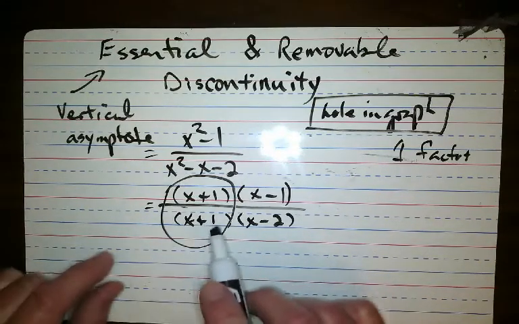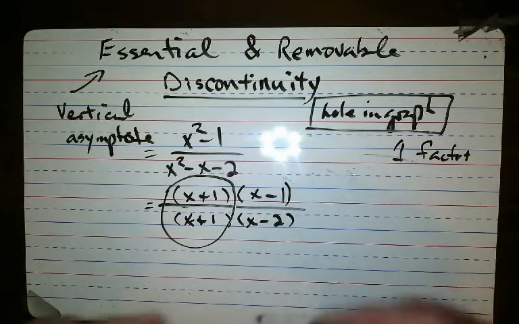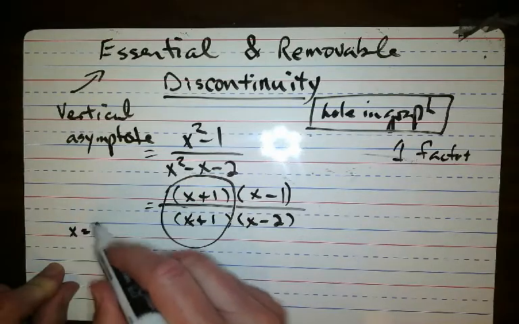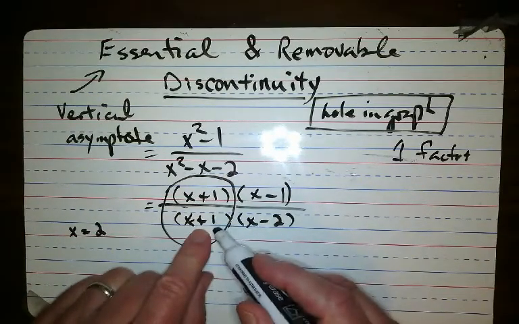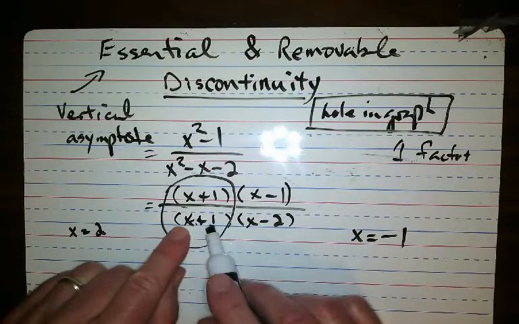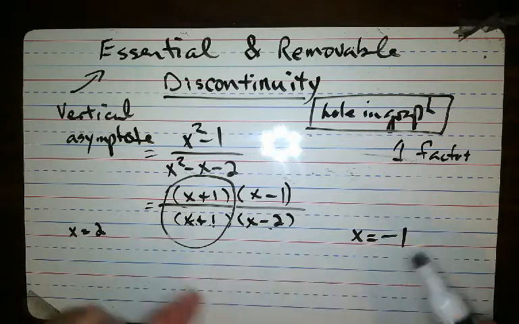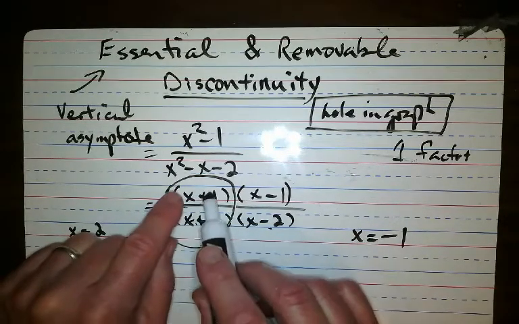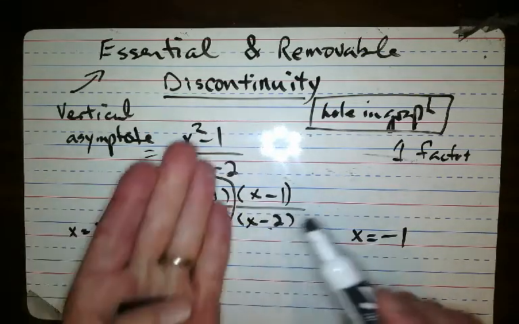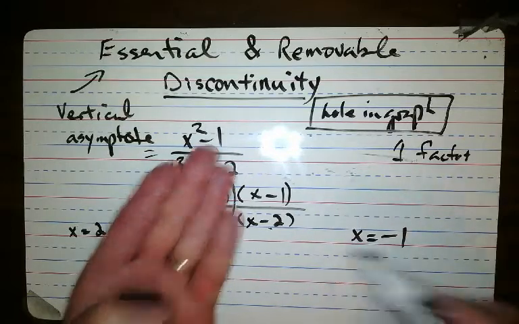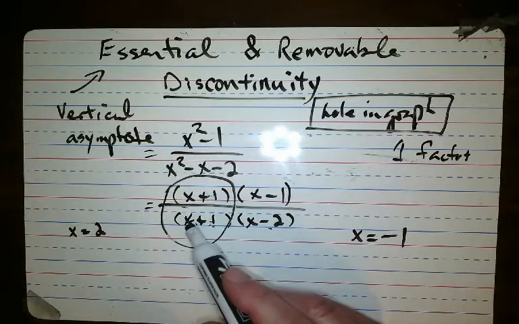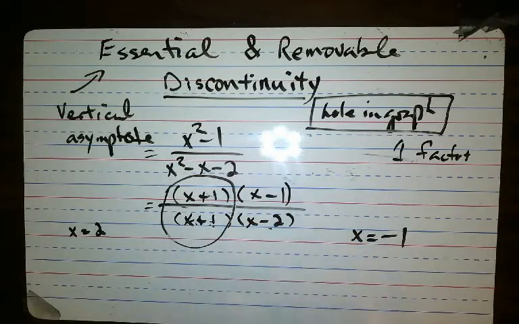Because remember, a discontinuity is when you divide by 0. So what makes this divide by 0? Positive 2. x equals 2. And what makes this one divide by 0? x equals negative 1. Negative 1 would make this one divide by 0. But negative 1 makes the top equal 0 as well, right? Well, if these factors are both equaling 0, they're gone, right? So the graph is actually this graph with this hole in it. And you say, what? Yes, sir.